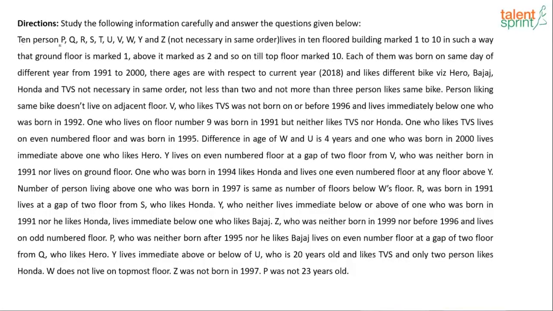Here's the question. 10 persons, P, Q, R, S, T, U, V, W, Y, and Z, not necessarily in the same order, live in a 10-floor building marked 1 to 10 in such a way that the ground floor is marked 1, above it is marked 2, and so on till the top floor is marked 10. Each of them was born on the same day of a different year from 1991 to 2000, and their ages are with respect to the current year, which is 2018. And they like different bikes among Hero, Bajaj, Honda, and TVS, not necessarily in the same order.